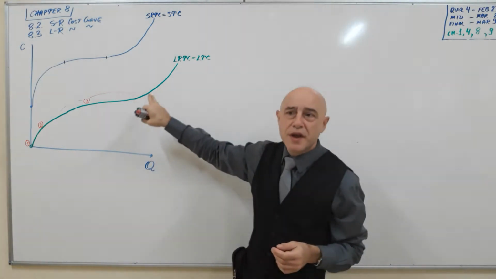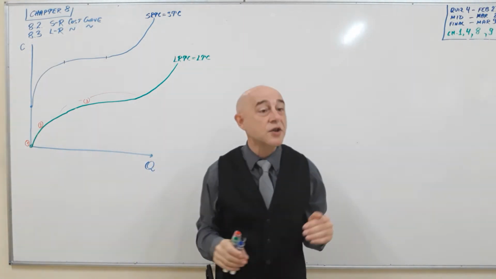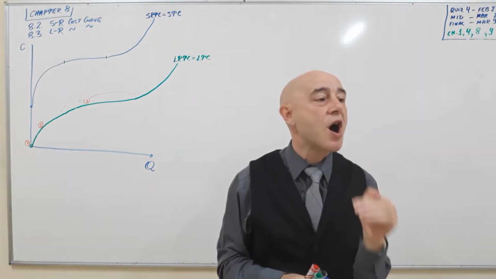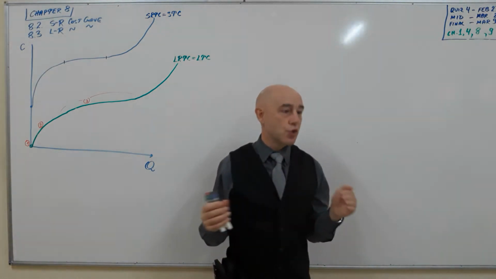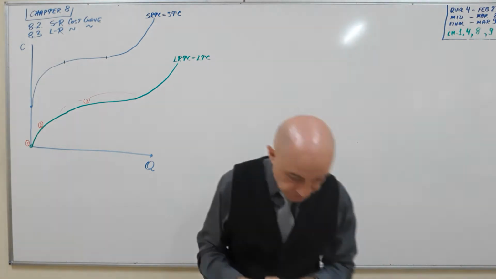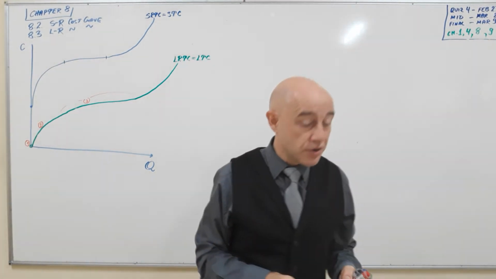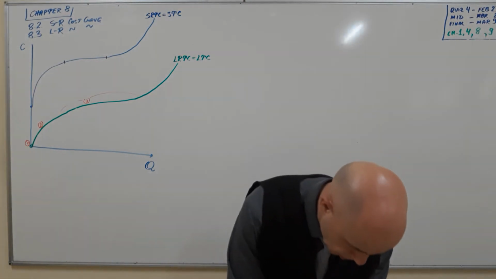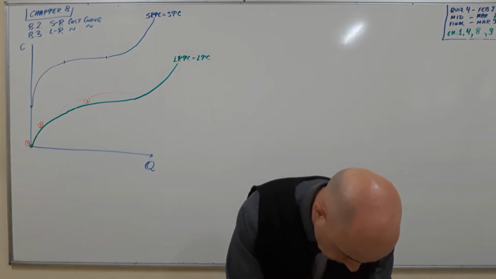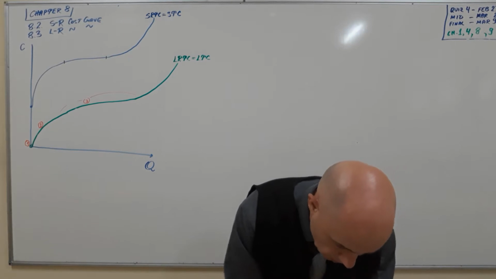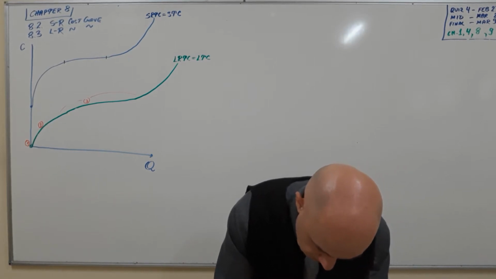So a different way of saying it is, in the long run, costs always rise slower in general. All right, and that is a very good and very short explanation of the long run. Again, they have a lot more stuff.